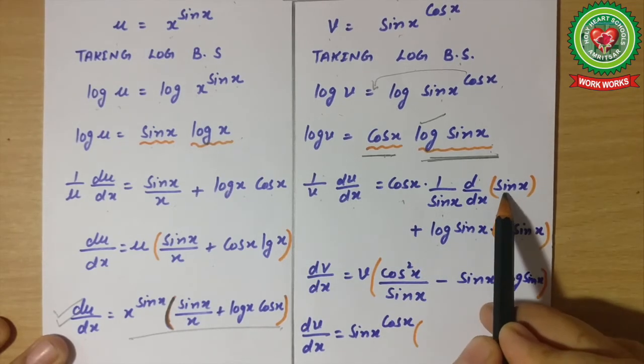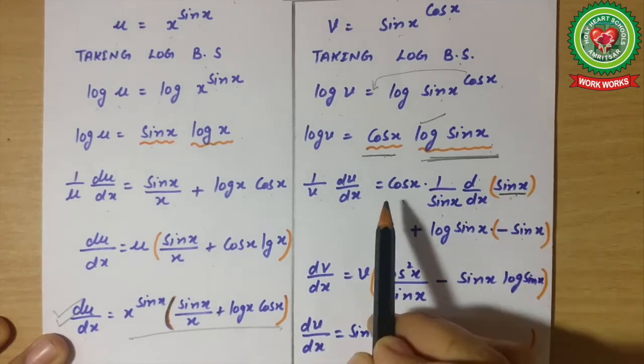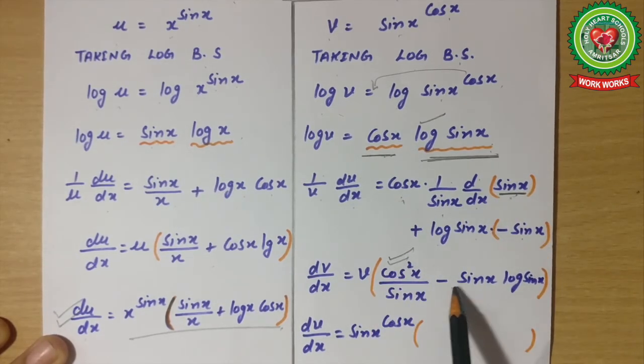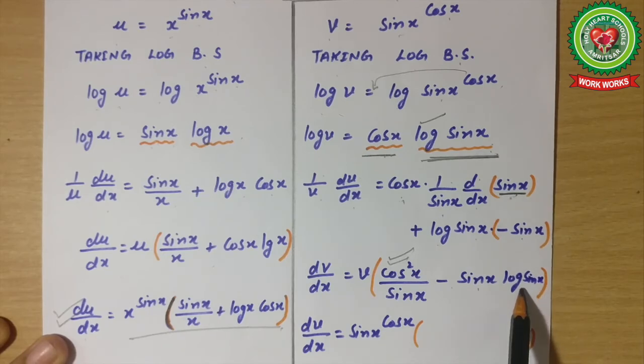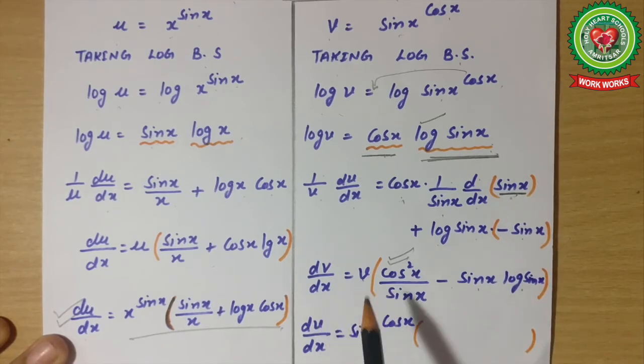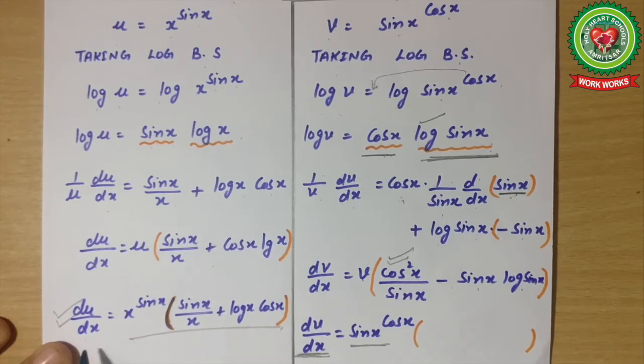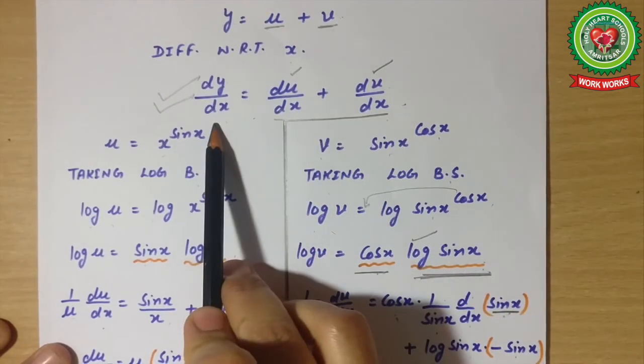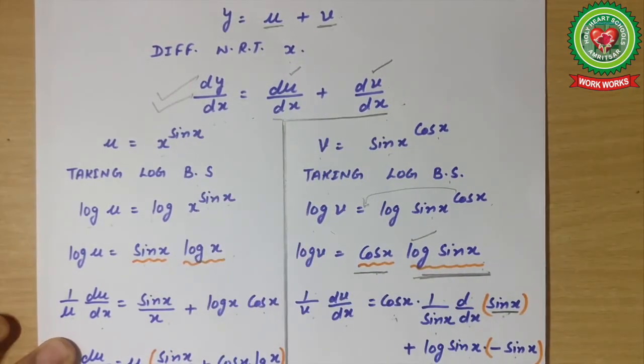Now, sin x differentiation is cos x. Cos x multiplied to cos x, it will give you result cos square x upon sin x minus sin x log sin x. We will shift to that side. You will get this value. Now dv upon dx value is there. du upon dx value is there. You will put this value in this equation and you will find out the result of dy upon dx.